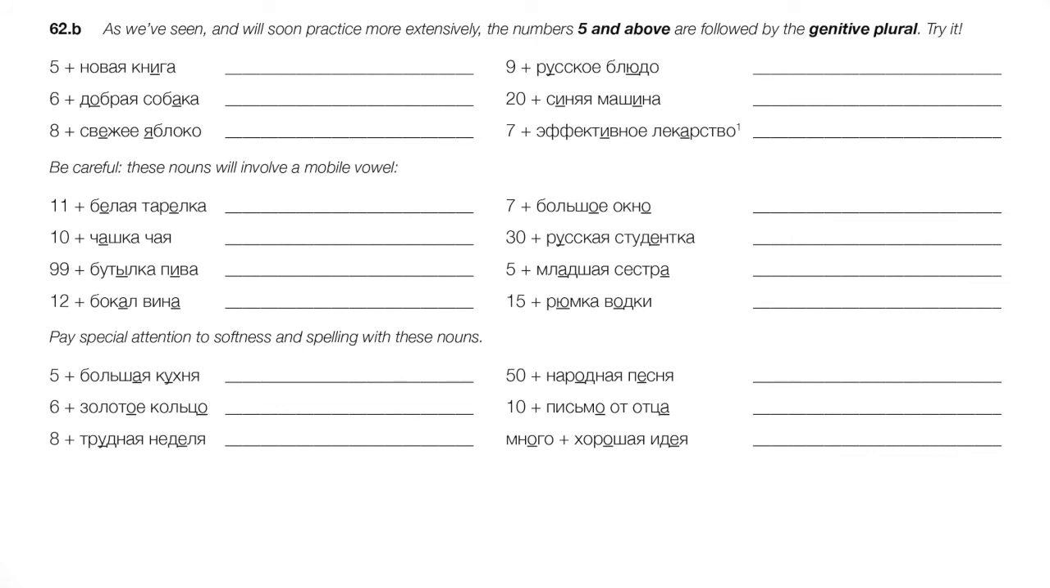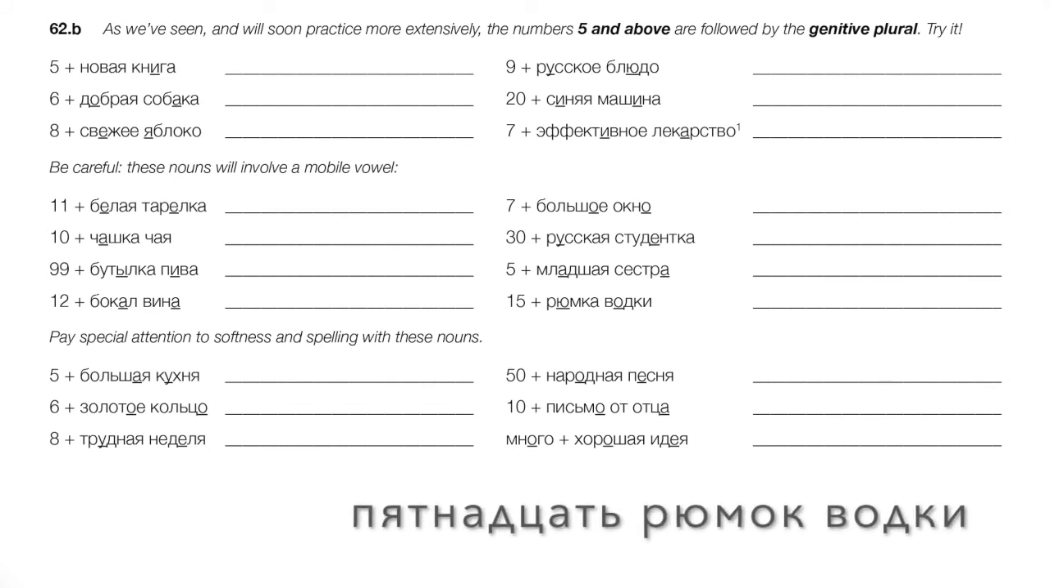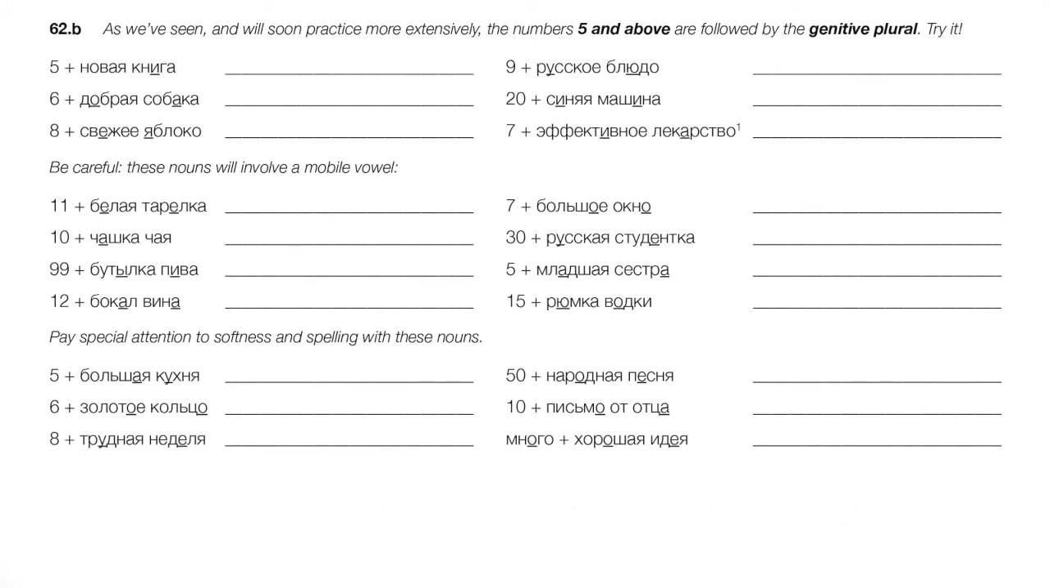Again, that's something we just have to know. We can't predict that, really. We can't predict it at all there. Okay, 15 rumok. A rumka is basically a shot glass. So 15 shot glasses or little glasses of vodka. 15 rumok vodki.